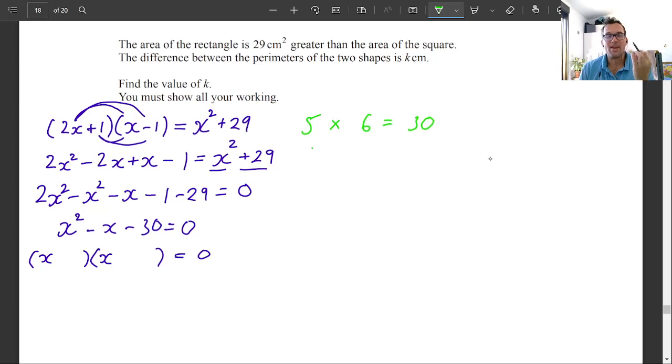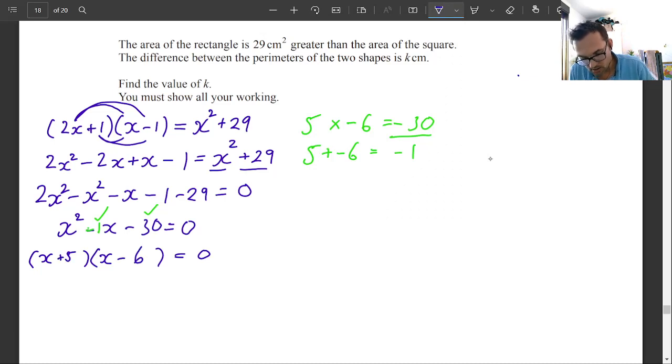One of them has to be negative to make it minus 30. I noticed that the other term there is negative, so I'm going to make the bigger one negative. So when we add them together, 5 plus minus 6, I get minus 1. Good. You see I got the minus 30 there. Add them together, get minus 1, which is minus 1 there. So that means I've got my two factors, which is a positive 5 and a negative 6.